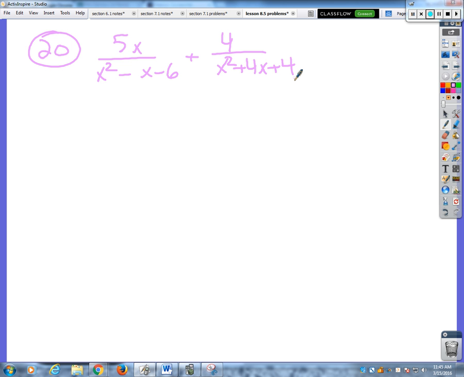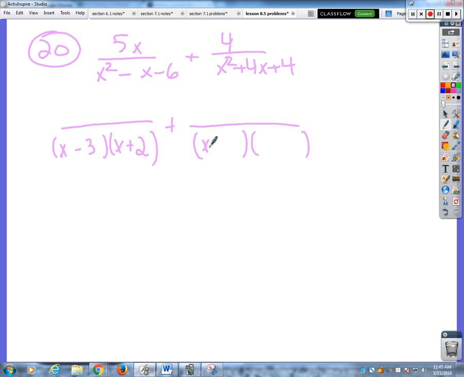Okay, so here we go again. What do we do first? Get the common denominator by factoring. So this factors into, what is it? 6 and 1 make 6 when you multiply them, but they don't make negative 1 when I add them. I need a negative 1 in the middle. Negative 3 and positive 2. Awesome. Okay, how about this guy over here?